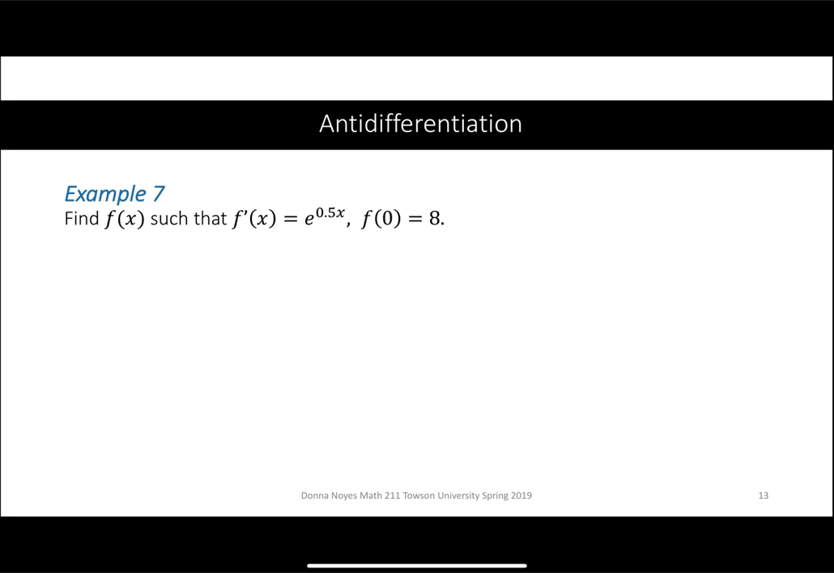I'd really like for you to try example 7 on your own before we go through it, because it's a very similar type of problem to 6, except that now we're doing an exponential of the form e to the kx. So pause here, try this problem, and then come back to see if you've got the same solution that I did.